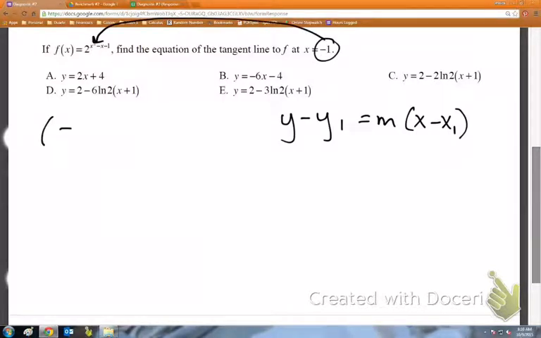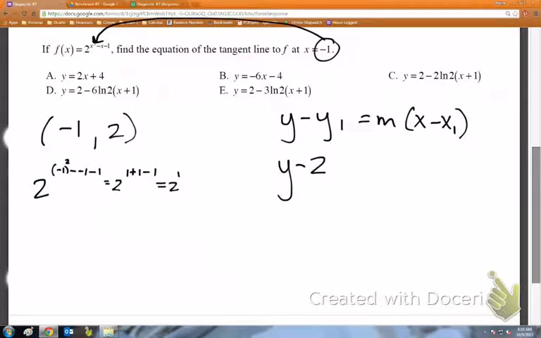So my point is negative 1 comma, and then it would be 2 to the power of negative 1 squared minus negative 1 minus 1. So that's 2 to the power of 1 plus 1 minus 1, or in other words, 2 to the power of 1, which is 2. So my point is at negative 1 comma 2. So I know that my y1 is equal to 2. So when I rewrite this, I get y minus 2 equals m, I don't know what m is yet, times x minus negative 1. So that's x plus 1.